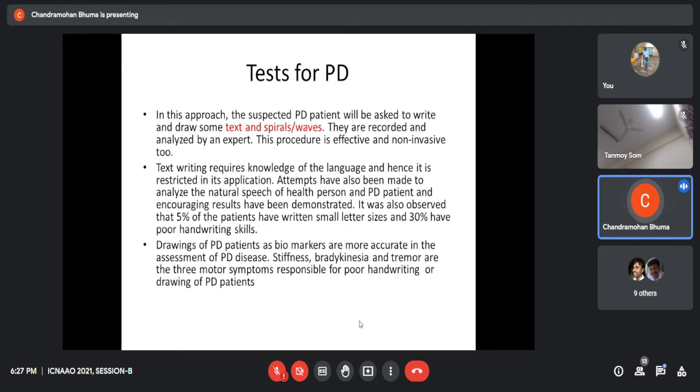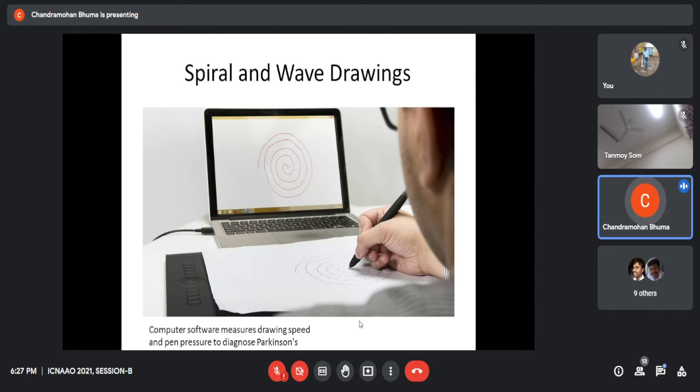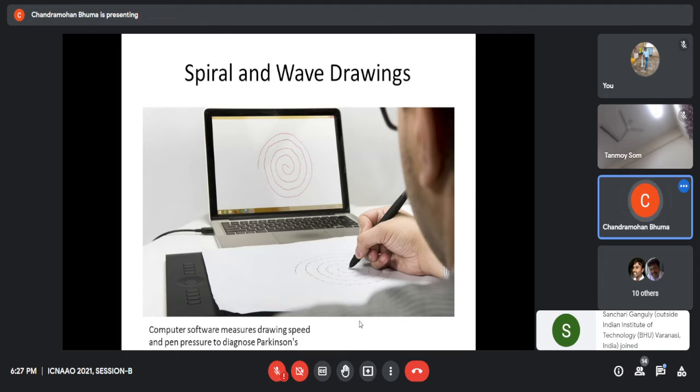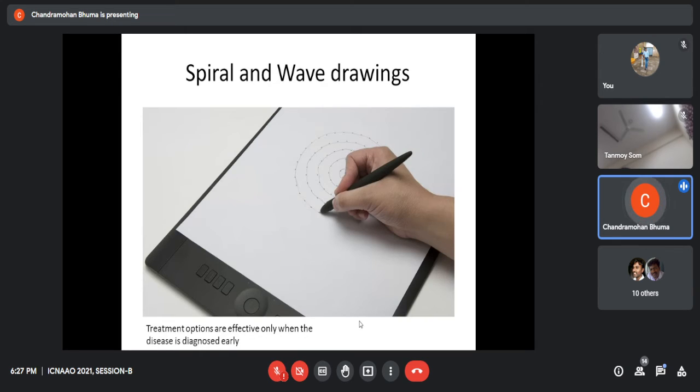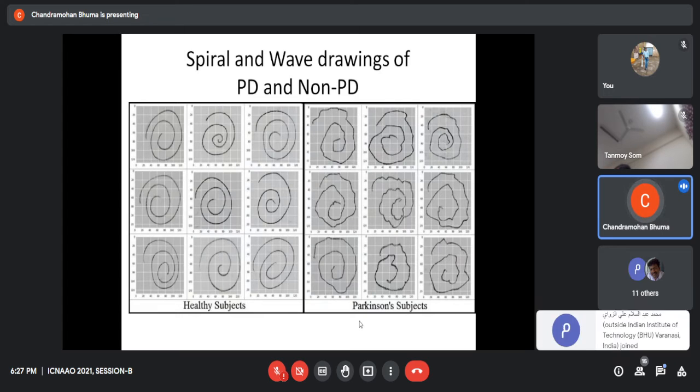Stiffness, bradykinesia, and tremor are the three motor symptoms responsible for poor handwriting or drawing of the PD patients. This is how a patient suffering from Parkinson's disease will be tested using a spiral-like drawing. You can see here on a paper, he is drawing the spiral, and it is recorded and assessed. A graphic tablet is also used, and this spiral drawing is used to assess whether the patient is suffering from Parkinson's disease or not.